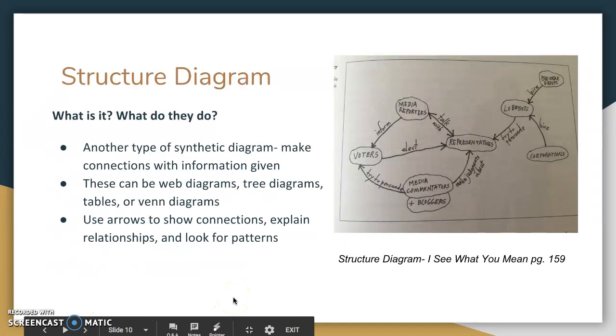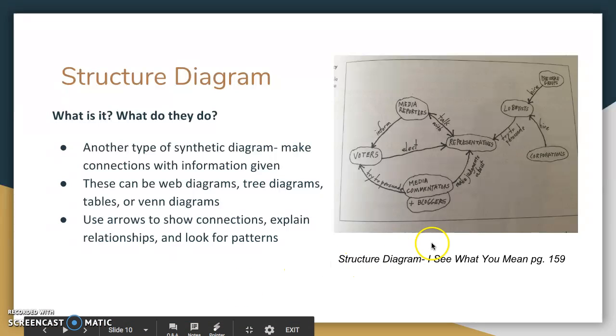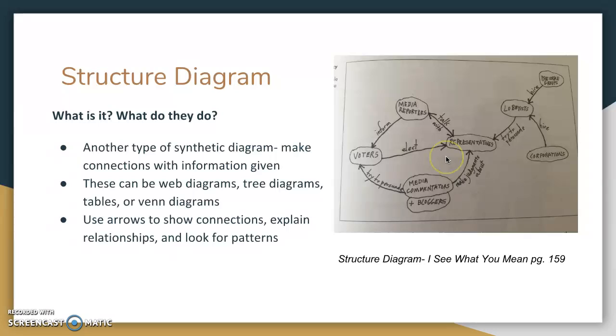Structure diagrams are another type of synthetic diagram, kind of like the process diagrams. And they can be web diagrams, tree diagrams, tables, or Venn diagrams. I know a lot of us probably use Venn diagrams, but it was really interesting to see some other types of diagrams. This is kind of like a web diagram because they use lots of arrows to link ideas together. I know that we've done some of that in one of our research classes as well.